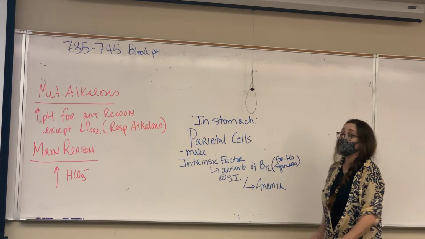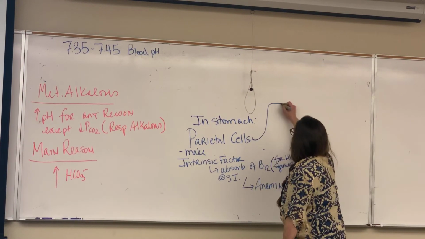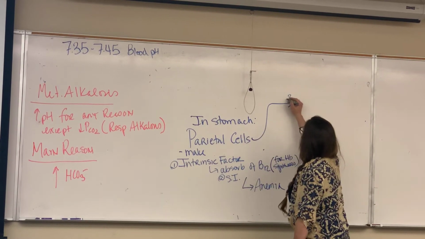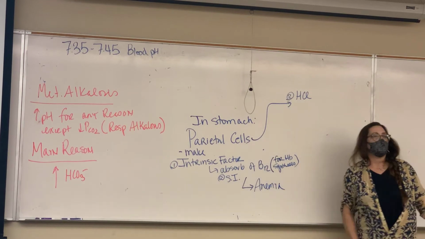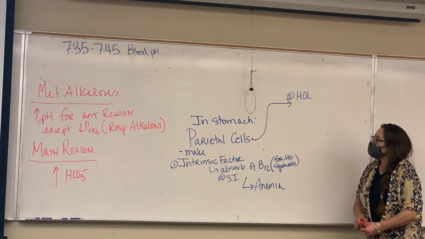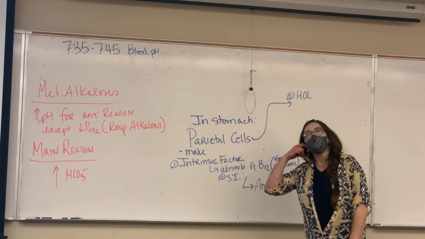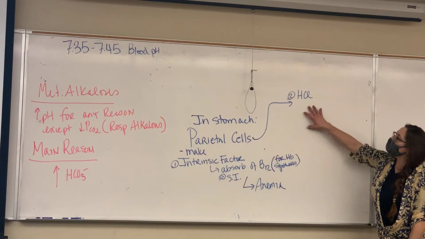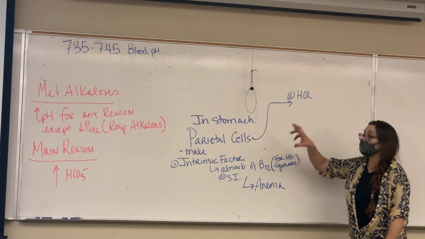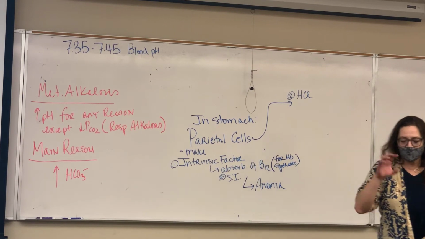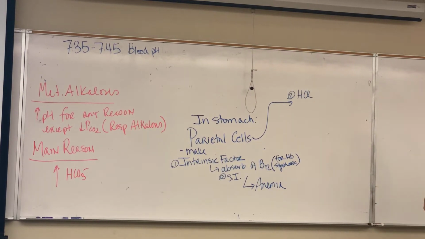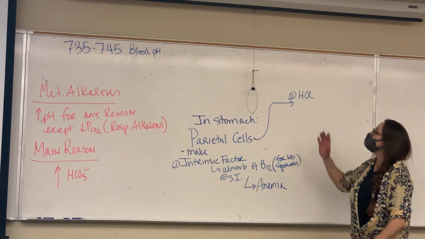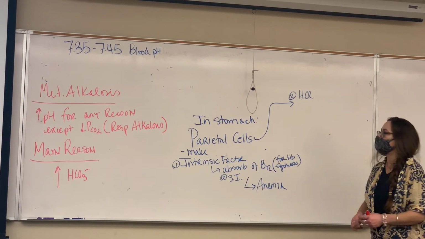Okay. What we want to look at is the other thing that parietal cells make: HCl, hydrochloric acid. Now, some of this might be on your worksheet, I can't remember off the top of my head. But HCl is required to set up a very acidic environment in the stomach that's necessary to digest proteins. In your stomach, you start digesting proteins, and HCl is a big player in that. Now again, how is this all related to metabolic alkalosis?